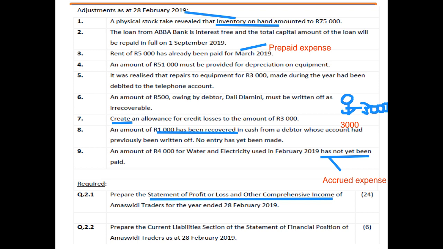Yes. Okay, now we ask ourselves, do you have any prepaid expenses on this exercise? Any prepaid expenses? Go and check number three. Yes, we have rent of 5,000. Check my screen. We even wrote it down, remember?